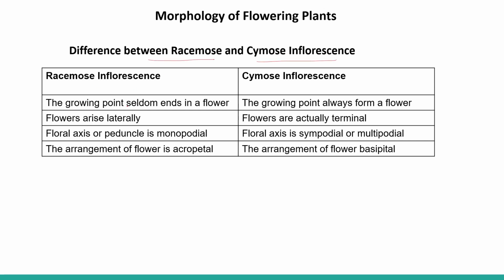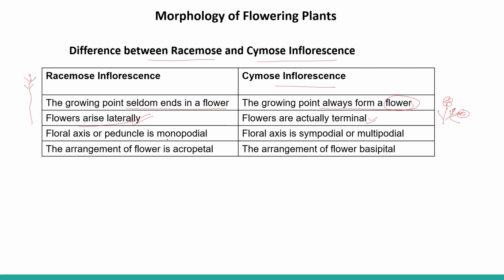In racemose inflorescence, the growing point seldom ends in a flower. The growing point is always growing. In cymose inflorescence, the growing point always forms a flower, so the growing point ends in a flower. In racemose, the growing point keeps moving upward and gives rise to lateral flowers, whereas in cymose the flowers are actually at the terminal position, and this again gives rise to another terminal one. So always the flowers are present at the terminal position.